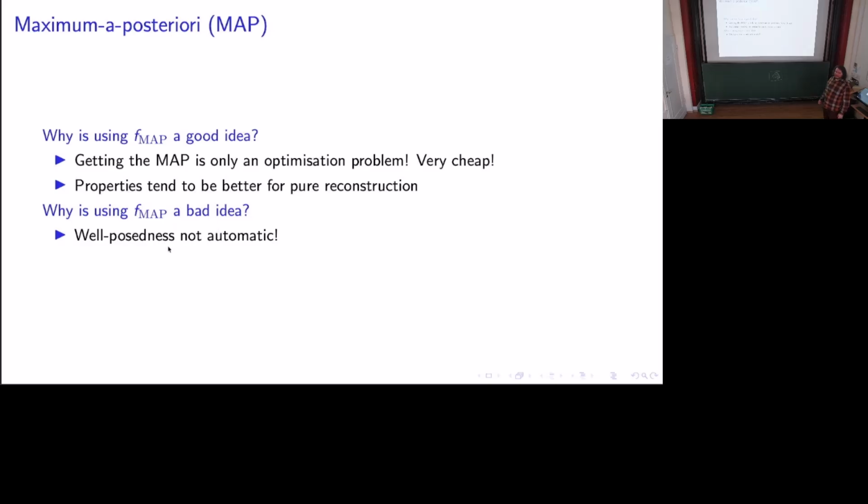The thing is, we don't get the well-posedness automatically from Bayes, so we need to work a bit harder to see that it's well-posed. It is kind of a Bayesian thing, but then again it's the least Bayesian of them all somehow, because it's quite far away from typical Bayes.